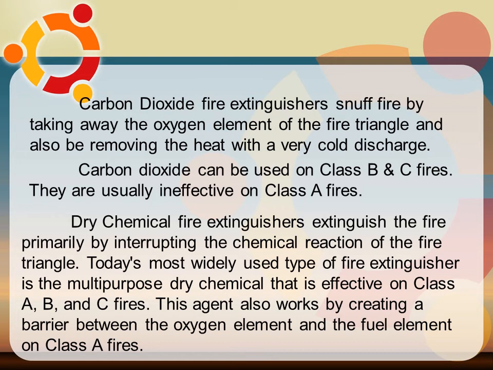Dry chemical fire extinguishers extinguish the fire primarily by interrupting the chemical reaction of the fire triangle. Today's most widely used type of fire extinguisher is the multi-purpose dry chemical that is effective on Class A, B, and C fires. This agent also works by creating a barrier between the oxygen element and the fuel element on Class A fires.